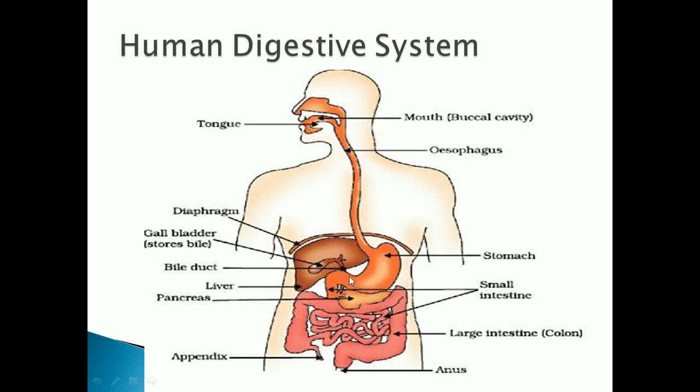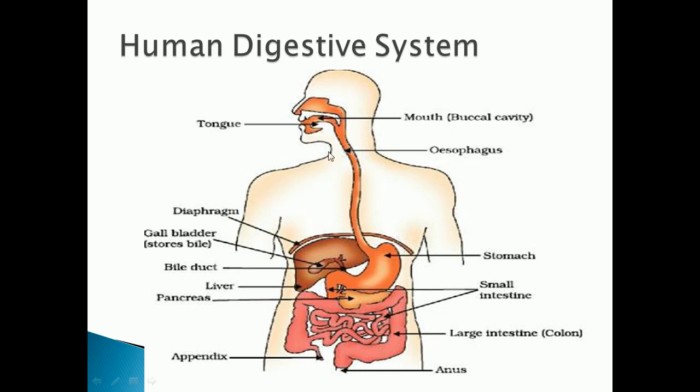From the stomach it is passed into the small intestine, where the digestion process takes place with the help of the glands. Then the remaining undigested food passes through the large intestine, where water is reabsorbed, and then it is removed through the anus. So this is the digestive process which takes place in humans.